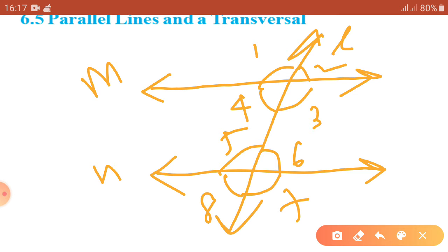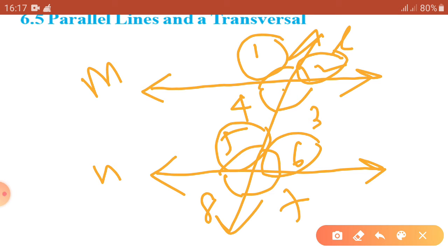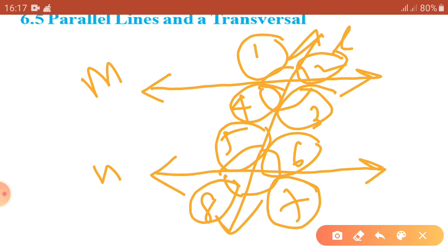So in this figure, if we measure any pair of corresponding angles and try to find the relationship between them, we may find that angle 1 is equal to angle 5, angle 2 equal to angle 6, angle 4 equal to angle 8 and angle 3 equal to angle 7. So from this we may conclude the next axiom.